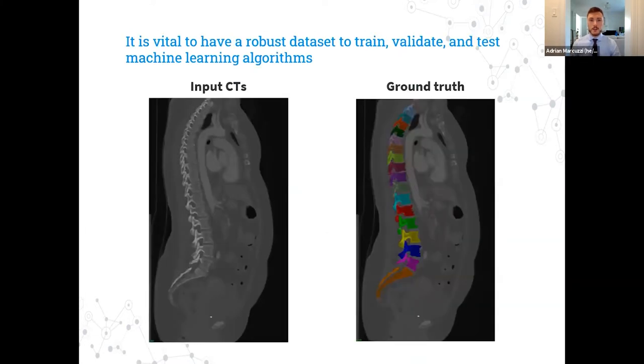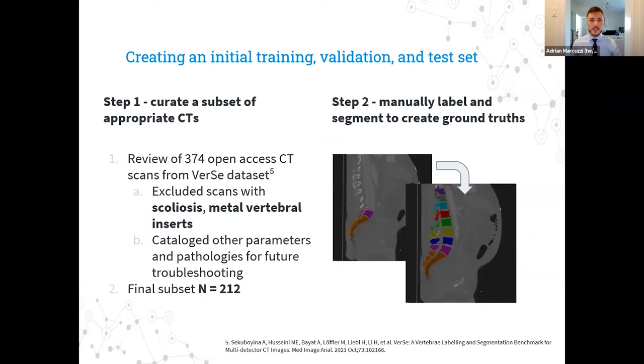So when working with convolutional neural networks, it's really important to have a huge data set, usually hundreds of CTs, each with hundreds of individual images. And this needs to be curated quite rigorously. And that was my main focus during the summer studentship. Next slide, please.